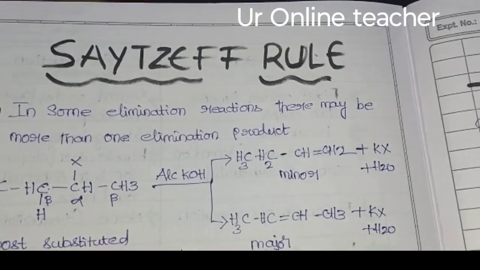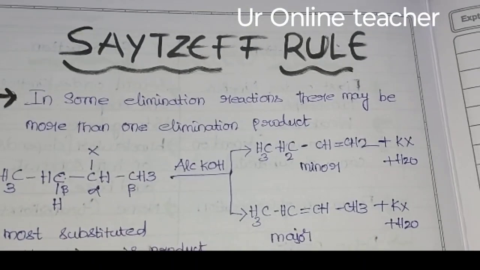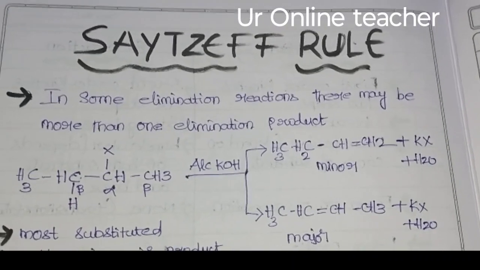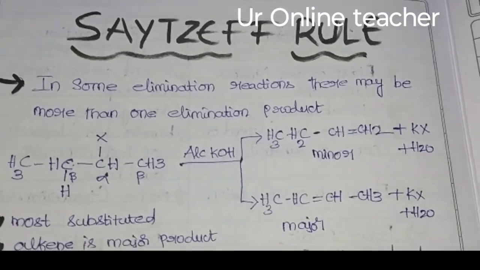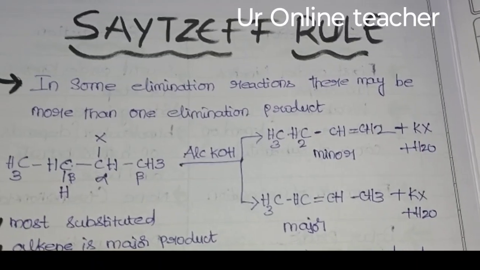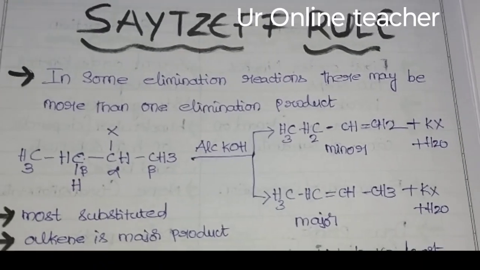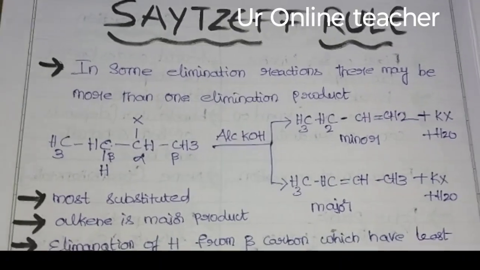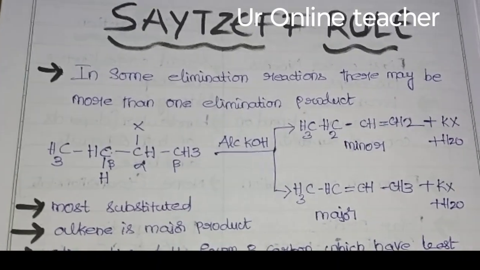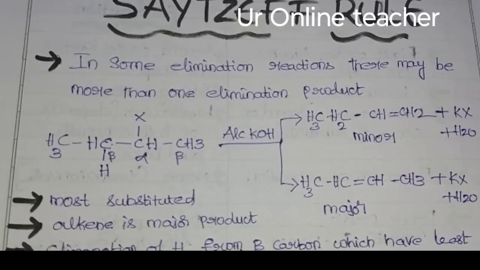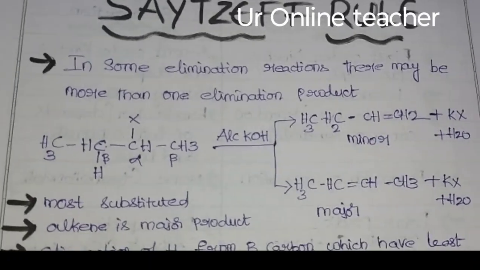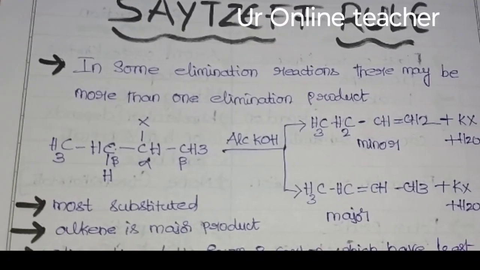In some elimination reactions we can see more than one product is formed. So more than one elimination product is formed. One may be a minor product, one may be a major product. So according to Saytzeff rule, what is that? We'll discuss. Here the most substituted alkene is the major product. So let's discuss first with one example.